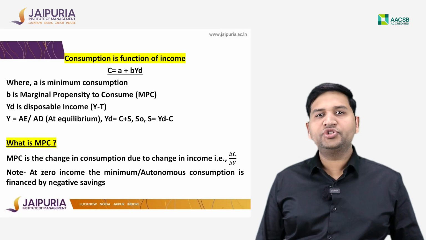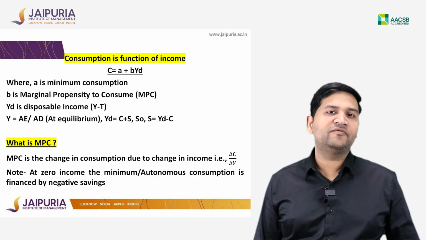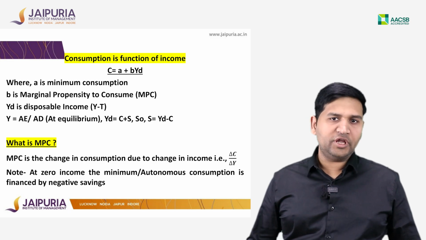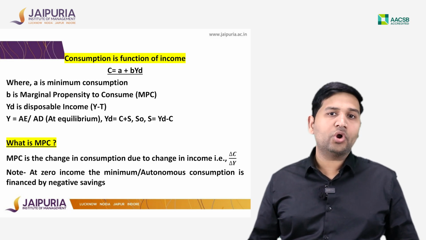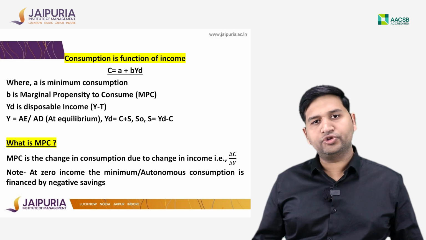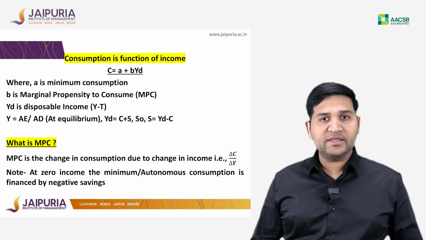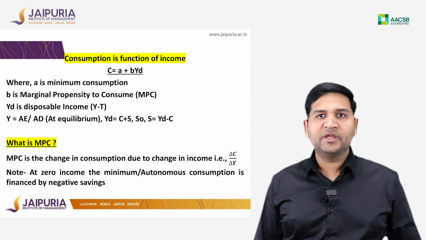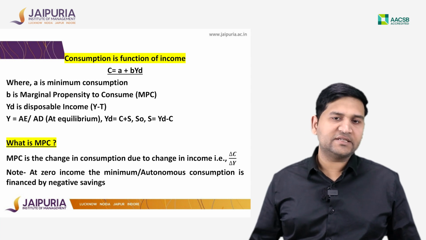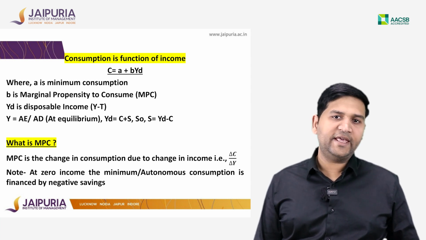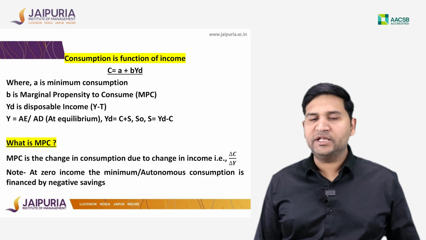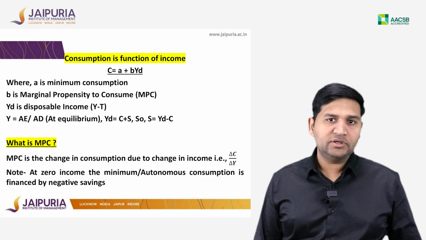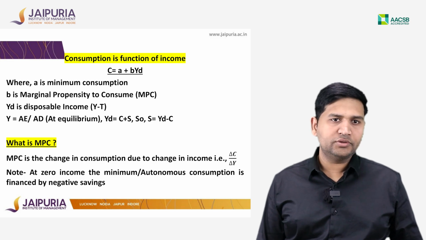Generally, it has been observed that consumption is a direct function of income. That is, when income in the economy increases, the overall consumption in the economy also increases. And consumption function can be derived mathematically in a form such as C, that is consumption, is equal to A plus B YD, where A is the autonomous level of consumption, that is the minimum level of consumption.